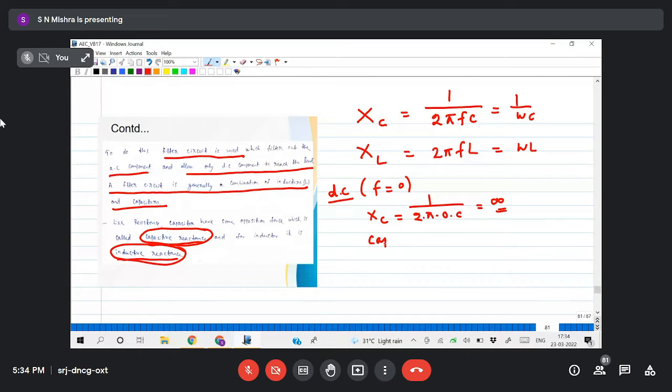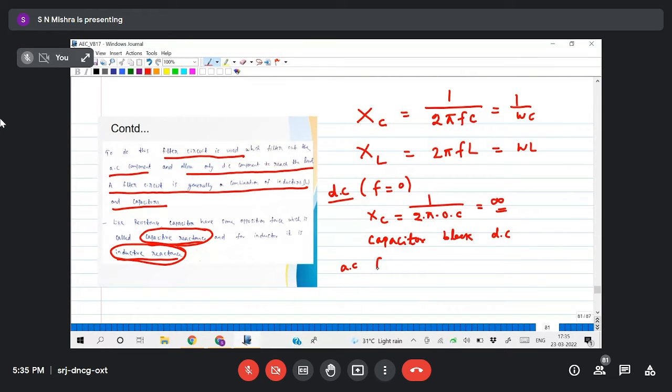Or I can say capacitor blocks DC. If it gives infinite impedance, then the DC will not pass through the capacitor. It will be blocked by this capacitor. Can I write like this? Yes, sir. Now we'll take AC.